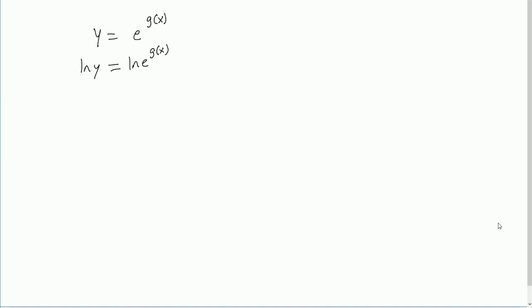Use that rule to move g of x down. Again, exponents and coefficients in logs are interchangeable. So I'd have g of x times the log of e. And we can actually simplify a little bit further here because you could type this in your calculator if you want. The log of e is actually 1. So really on the right side of the equation we have g of x times 1, which is just g of x.